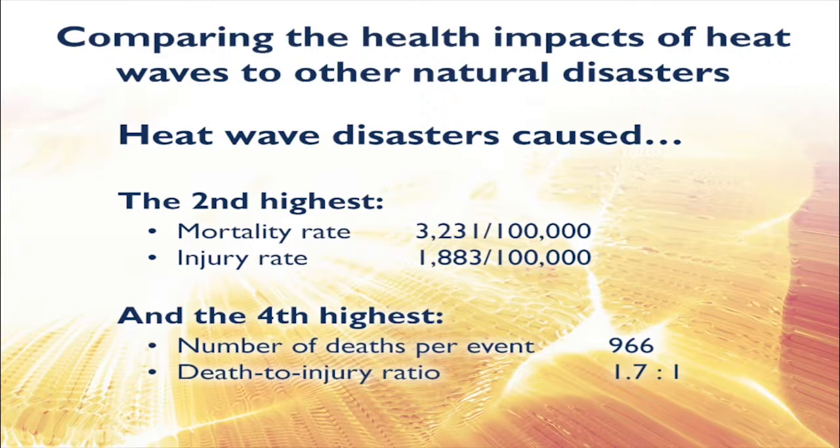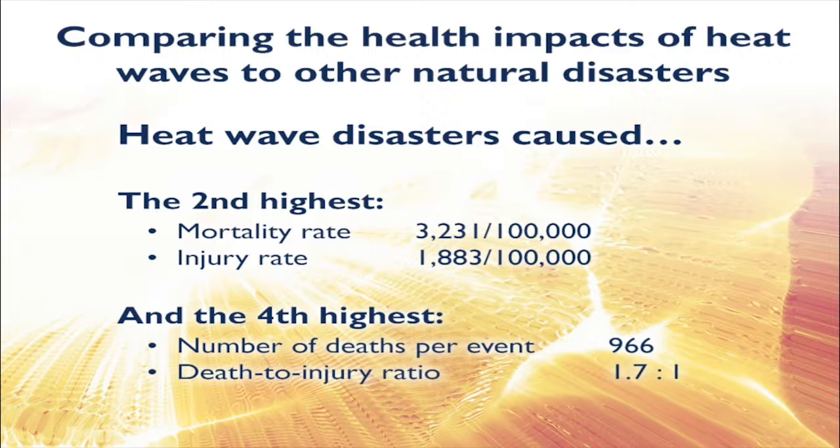I want to compare the health impacts of heat waves to other natural disasters because heat wave disasters actually had the second highest mortality rate during the past 50 years compared to other natural disasters. Second highest. So the number of people that died per 100,000 people was second highest among all disasters. Also, second highest injury rate of all disasters during the past 50 years as well. So we can't really underestimate the impact of these heat wave disasters. These are pretty significant problems that have occurred and are actually occurring with more frequency in the later part of that 50-year period.